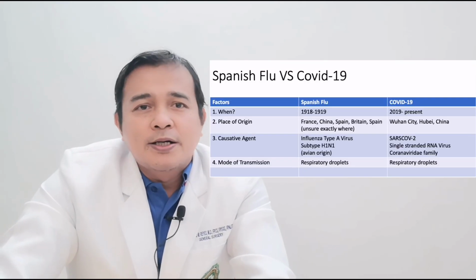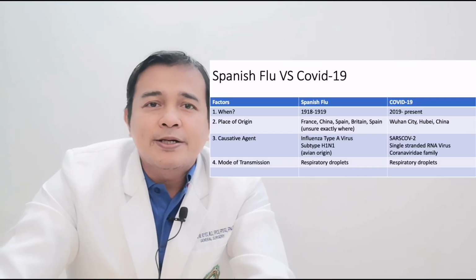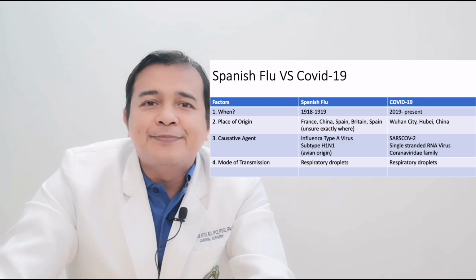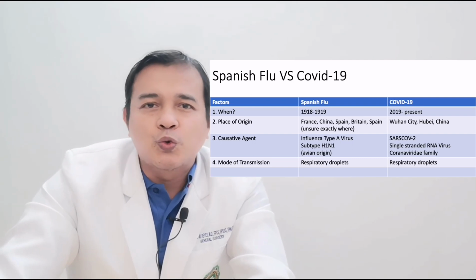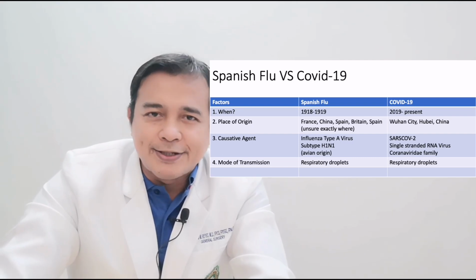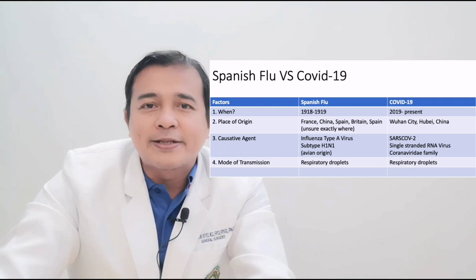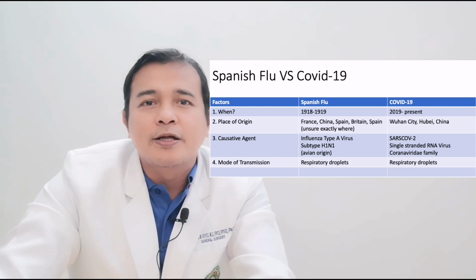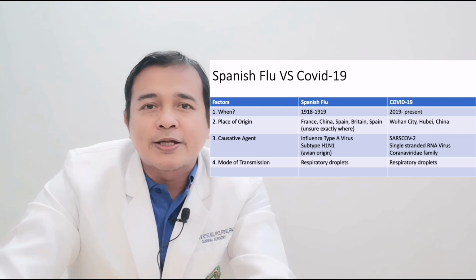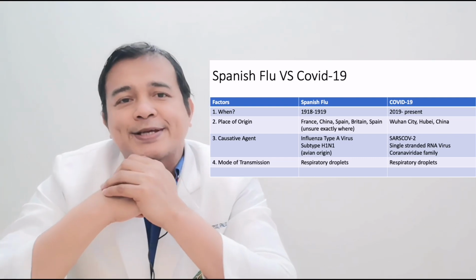So when did the Spanish flu happen? It happened in 1918 to 1919, and the COVID-19 pandemic started December of 2019 up to the present.